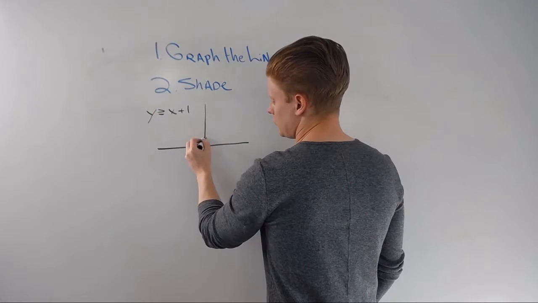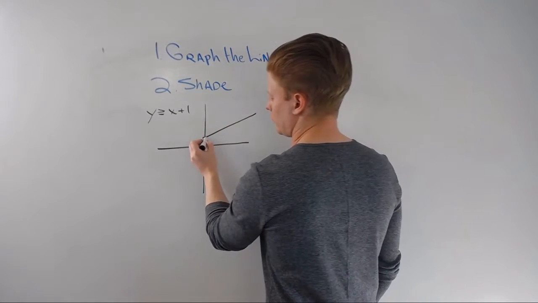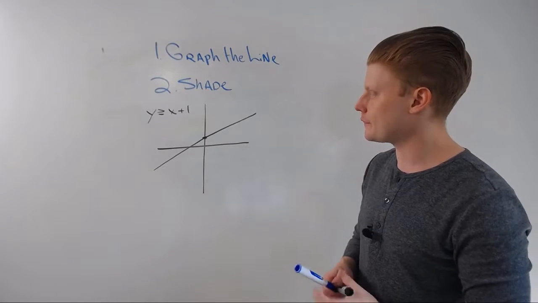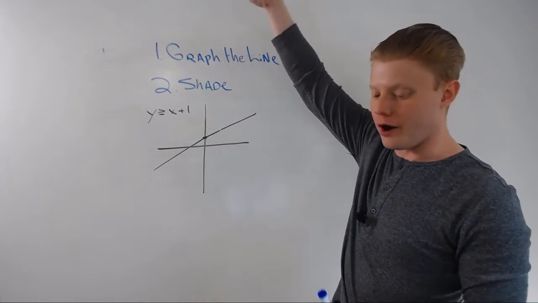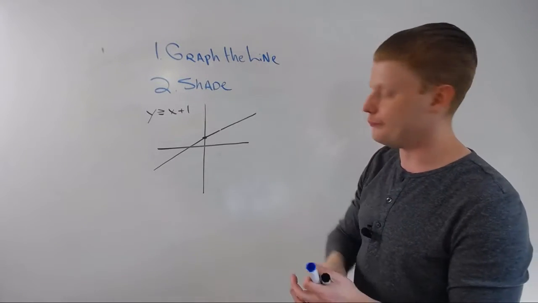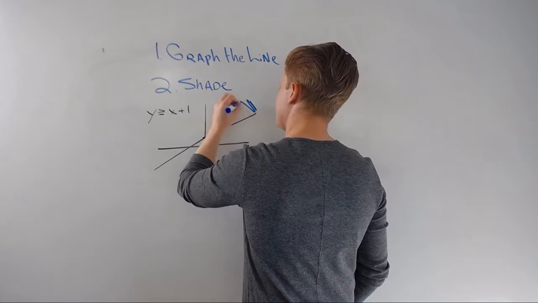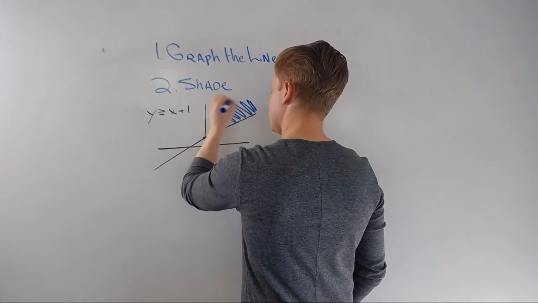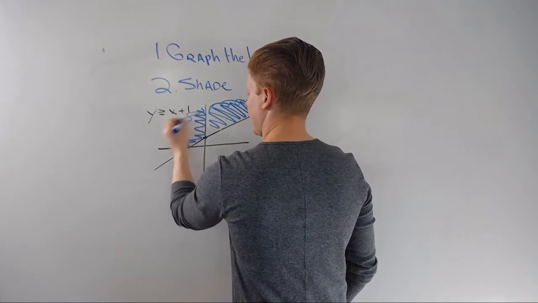So, not too bad of a line to graph. Y-intercept of 1, slope of 1, will look a little something like this, right? Where is y greater? Above the line, right? So we're going to shade above the line.